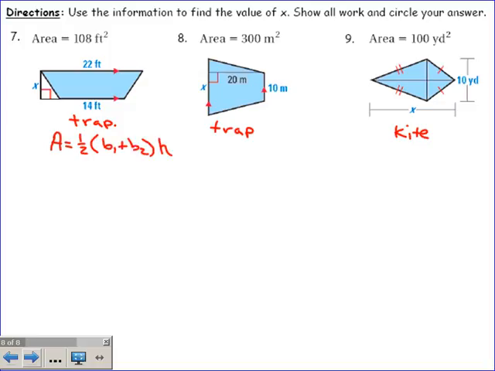Now I know what my base is, this one's not bad. Number 8's actually kind of hard, so I do want to go through each one of these 3 because they are a little bit more complicated. Please pay attention and take these notes because I think these are kind of hard for some people. Base 1, we'll just say is 14 and this is 22. If you mix those two up, it doesn't really make any difference. So that's going to be an x. What is my area? 108. It actually tells me this.